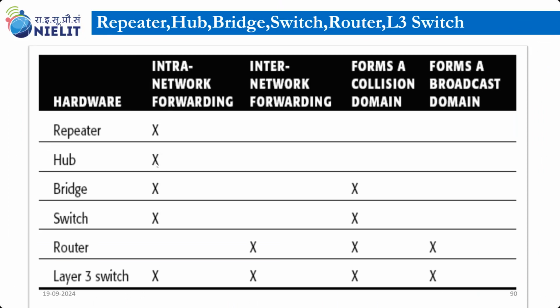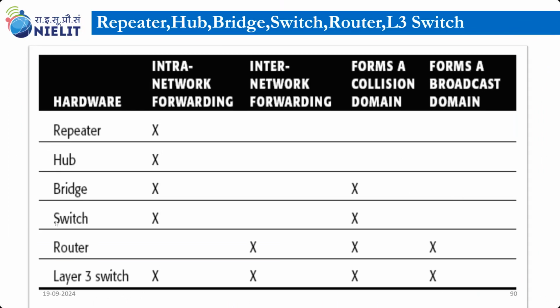Hub is also intra-network forwarding, and other properties are not available in case of hub. It is not an inter-networking device. It does not have multiple collision domains. Broadcast domain is also only one in it. That is why there is no check mark. Bridge also has the intra-network forwarding property, but no inter-networking, but it forms a collision domain because a bridge has two collision domains. That is why it is mentioned as forming a collision domain, and broadcast domain is single.